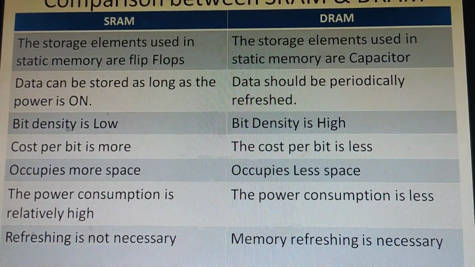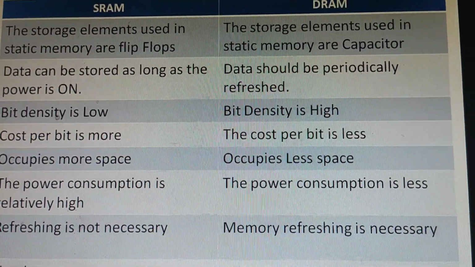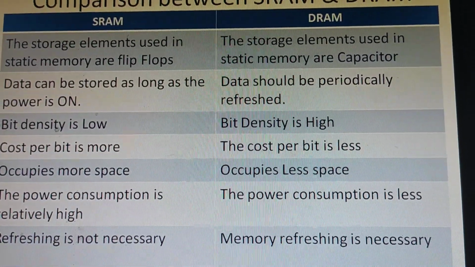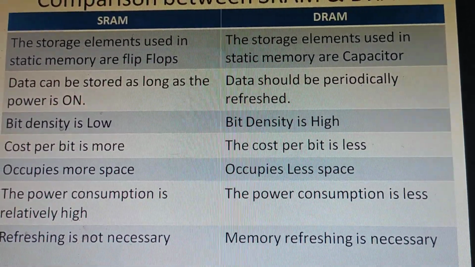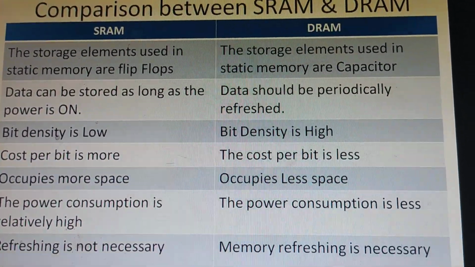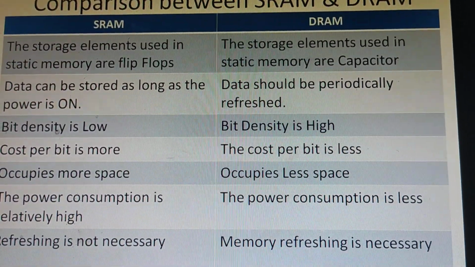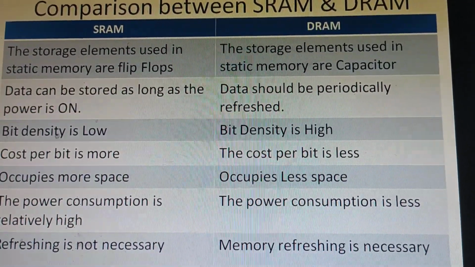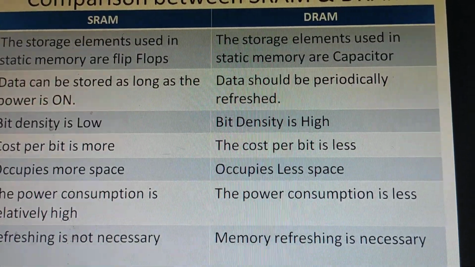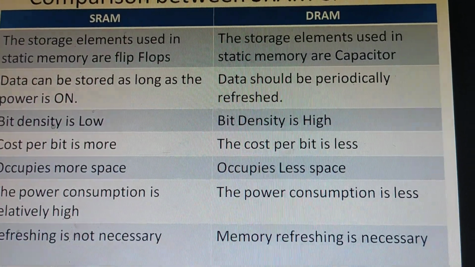A flip-flop is an electronic circuit which can hold one bit of data. A capacitor is a device which can charge and discharge. If it is charged, it has 1. If it is discharged, it has 0. If the flip-flop has data, it is 1; if it doesn't have data, it is 0. So that is the main difference between SRAM and DRAM: SRAM has a flip-flop, DRAM is made up of a capacitor.